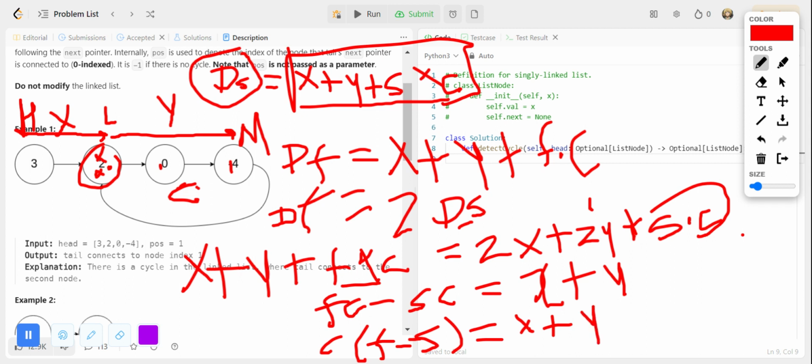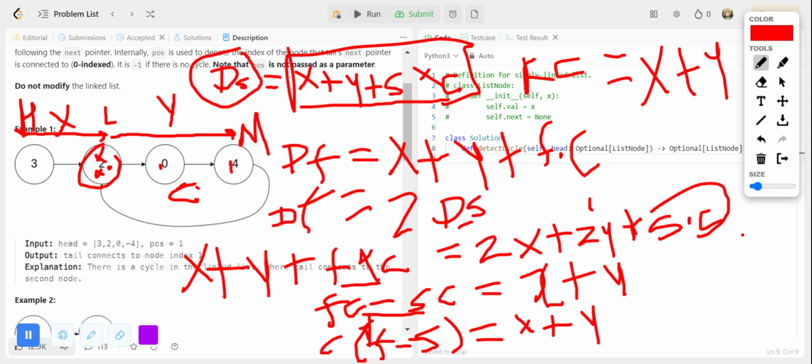So that means f and s are the number of times the faster pointer travels in a circle, and s is the number of times the slower pointer moves in a circle. So we can substitute this difference by k. All right, that means k times c is just the sum of x and y, right? It's going to be the sum of x and y.